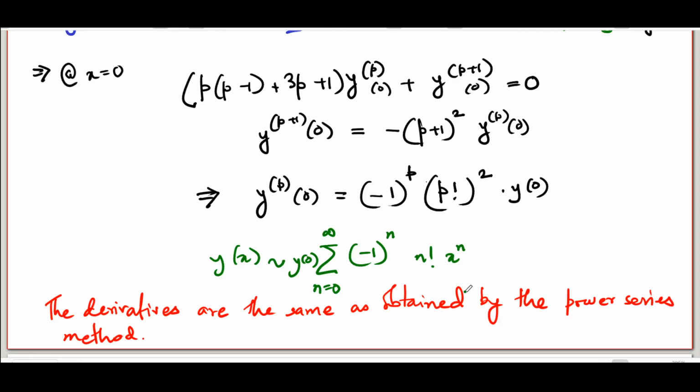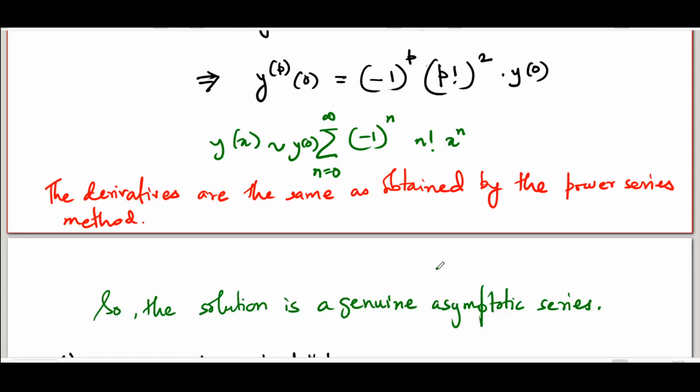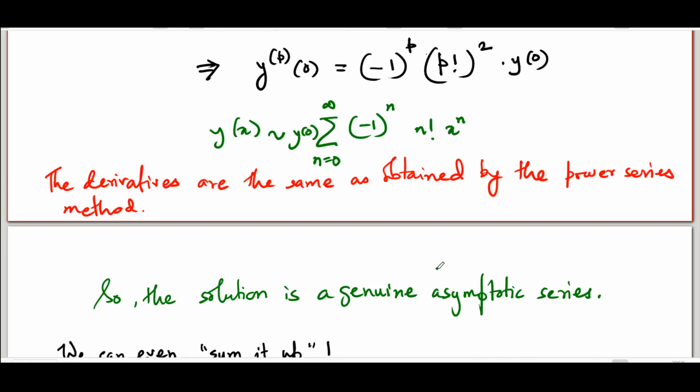So although the basic steps in the power series method, term by term differentiation of an infinite series, may not have been legitimate, at the end of the day, they did give us the right answer. Y of x expanded as a series does come out to be this. Of course, the series does not converge, but is still the asymptotic series to this. Our solution then is a genuine asymptotic series.